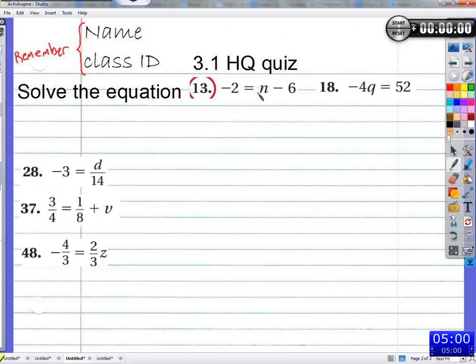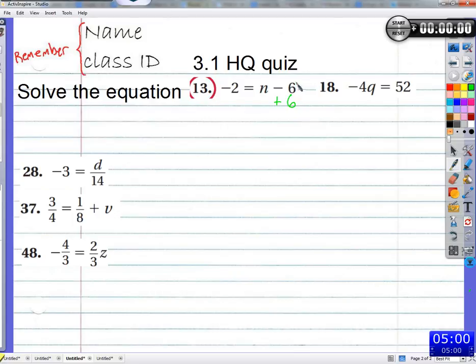Okay. We got a number n that we want to know the value of. We know that if we subtract 6 from it, we'll get negative 2. All right? Well, we're at 6 less than we want. We want a number that's 6 bigger than that. Does that make sense? We've got the number that's 6 less than we want. We want the number that's 6 bigger than that.